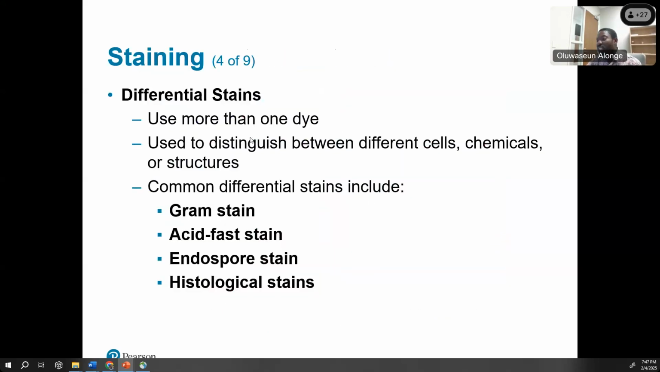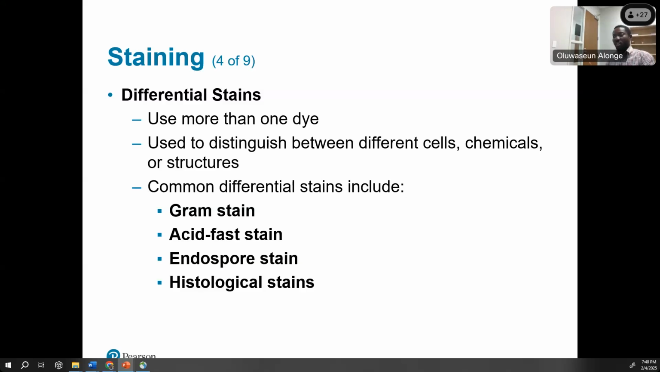Okay, now differential stain, however, all these stains here, they are differential stain. They use more than one dye, for instance, and we call it differential because it's going to differentiate something for you. It's going to differentiate the nucleus and the cytoplasm. It's going to differentiate some structures like that. So that's why it's called differential. It will be used to differentiate different parts of the cell.